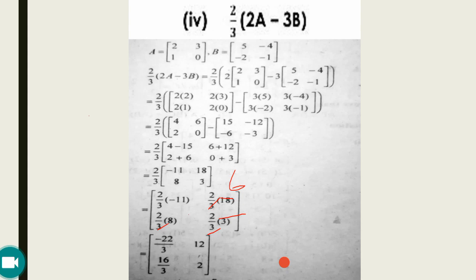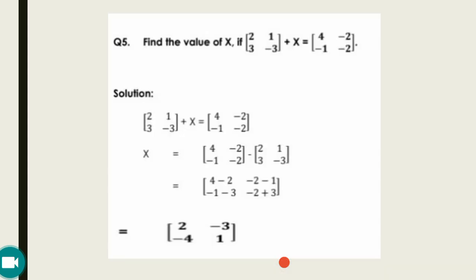Okay, question number 5. In question number 5, find the value of x if the matrix with entries 2, 3, 1, -3 plus x is equal to the other matrix having entries 4, -1, -2 and -2. Solution: first of all, this matrix will be shifted to the right side, then it will be negative.